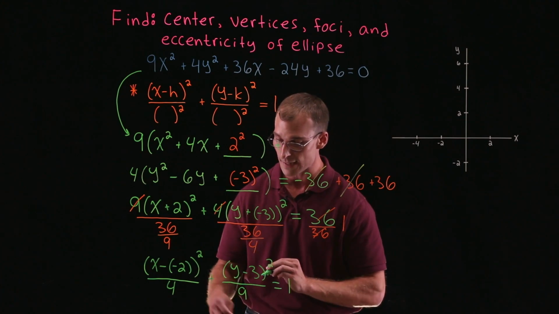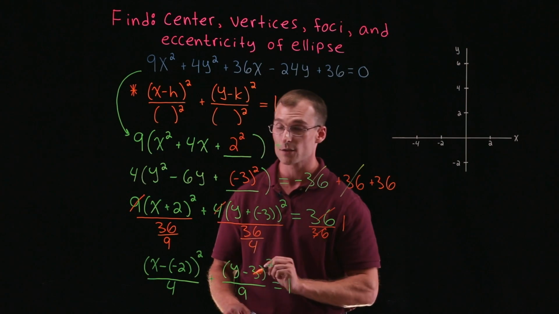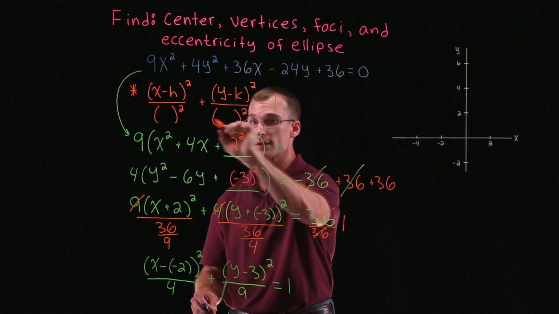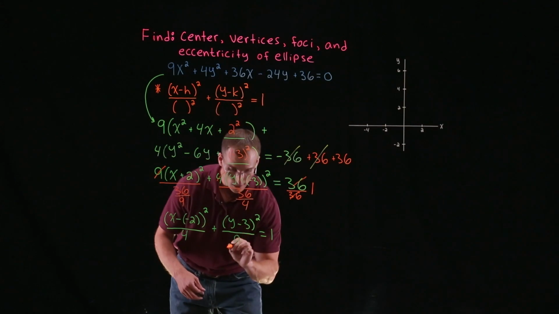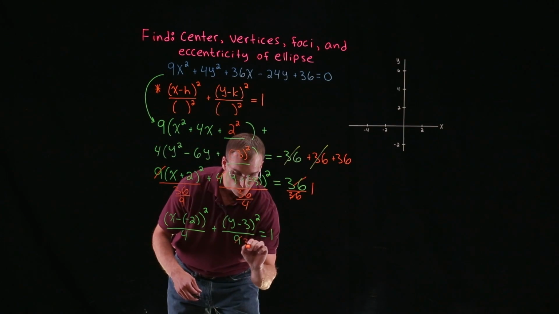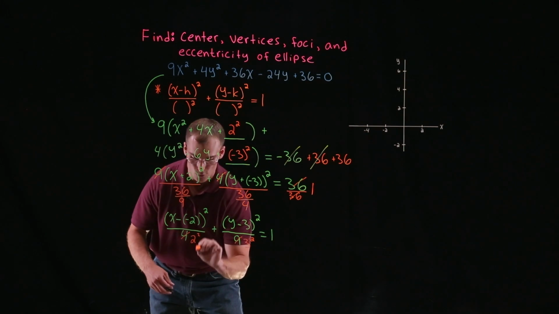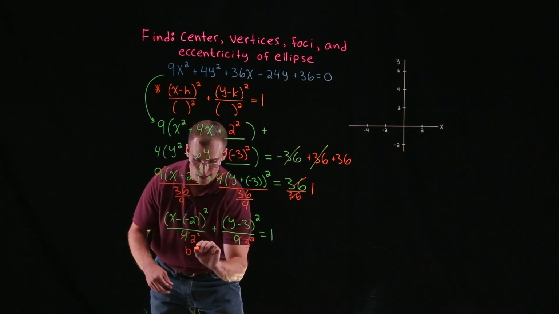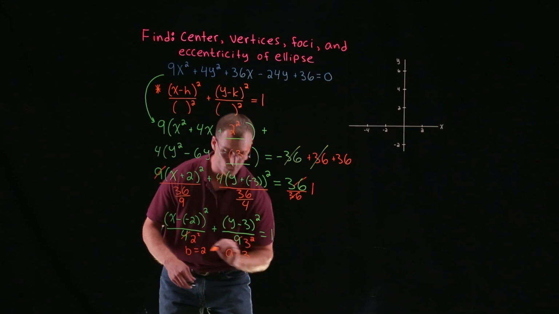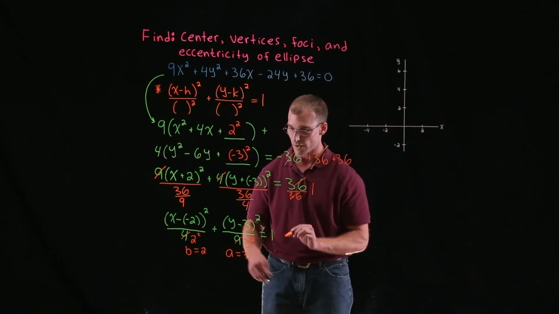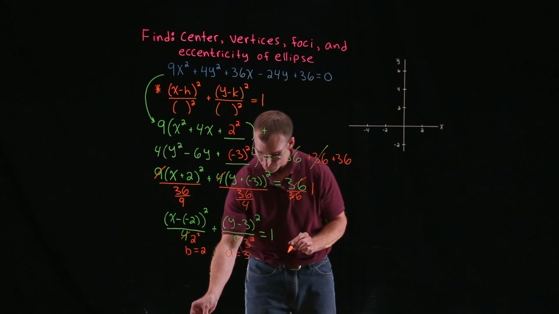So again, what is that going to tell us? Well, it tells us what our h and our k is, but also, we want to know what the a and the b was. So the a is the larger number, so our 9, we can think of that as 3 squared, and our 4, we can think of that as 2 squared. So that's going to tell us that b is 2 and a is 3. All right, now I think we have a lot of good information. We can start answering some of our questions.